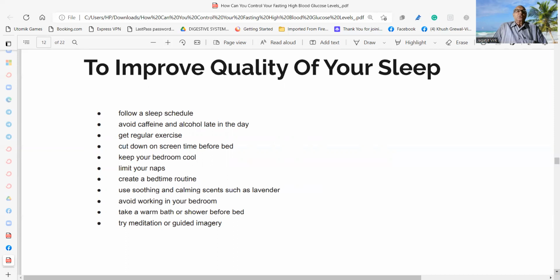Create a bedtime routine. Use soothing and calming scents such as lavender. And avoid working in your bedroom. Take a warm bath or shower before bed. And try meditation or guided imagery before going to your bed.